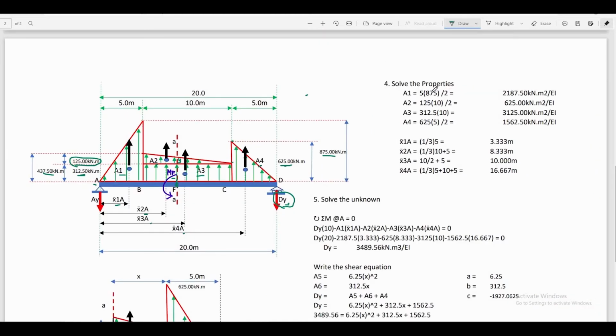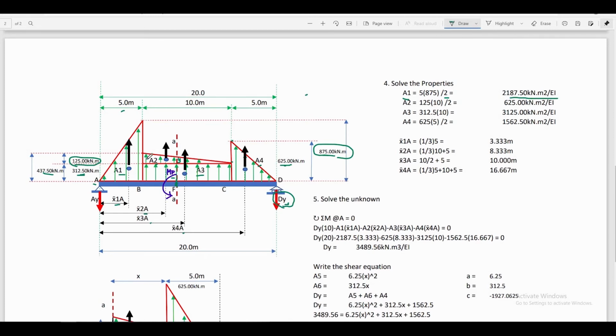We will start solving the properties. Since area 1 is a triangular area, we can solve that from the simple equation 1/2 of base multiplied by height, wherein the base distance is equal to 5 meters and the height is the ordinate of the M over EI diagram, that is 875. We divide by 2, and that is equal to 2187.5 kilonewton meter square all over EI.